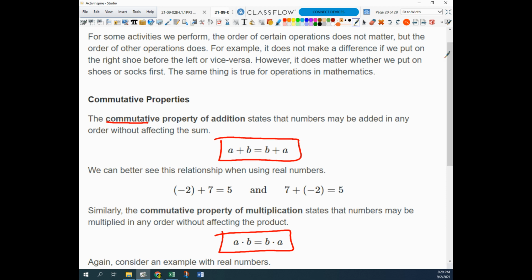There's a big clue. If you're going to get some questions where you have to recognize which property is being demonstrated in a question, okay, here's a big clue. The commutative properties always involve two things that are being exchanged. Okay?